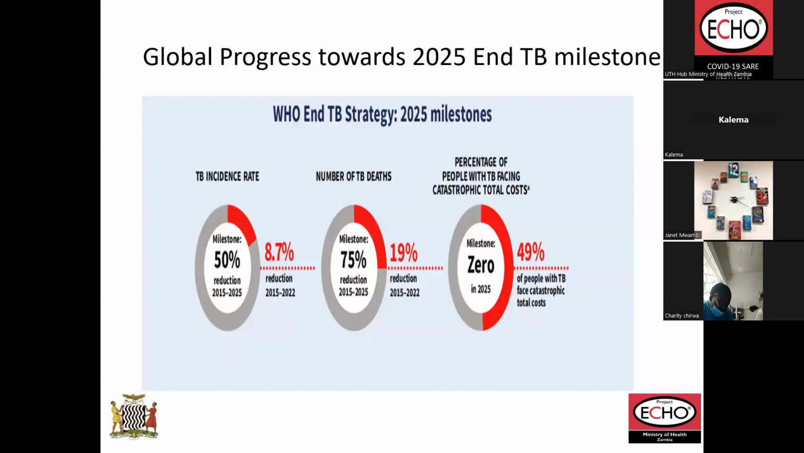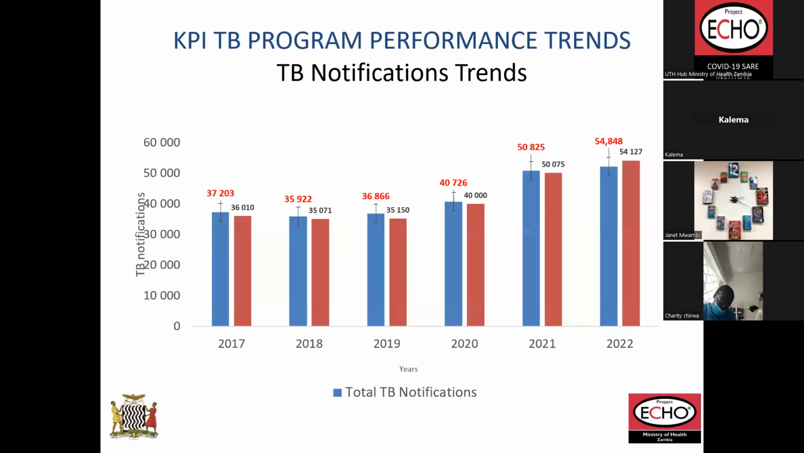We look at the mortalities again, only 19% has been achieved globally. And that again, we've passed it. For catastrophic cost again, the global picture is that we have about 49% of the people globally who are facing these catastrophic costs. And as a country at 58. So here again, even more effort is needed for us to move it to 0.